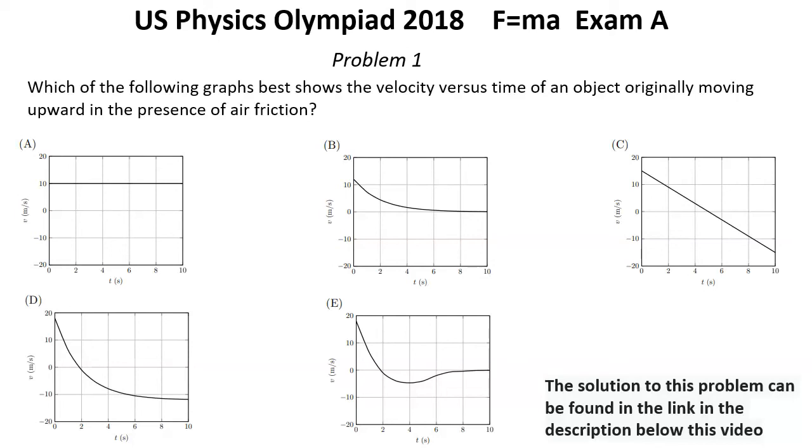US Physics Olympiad, year 2018. F equal MA, first round. This year, this Olympiad was split into two exams, A and B, and you can choose to participate either one day for exam A or next week in exam B. And the results were counted separately.